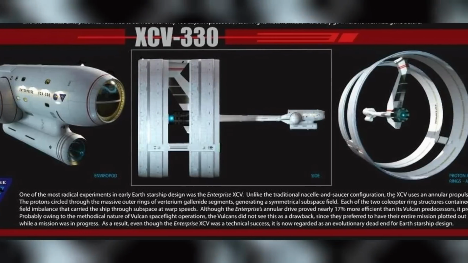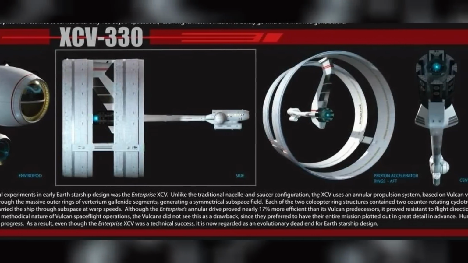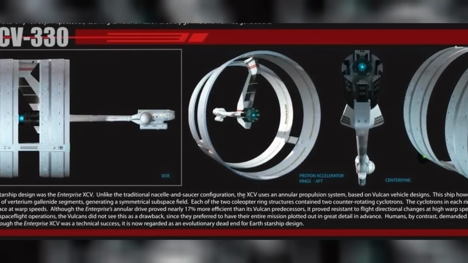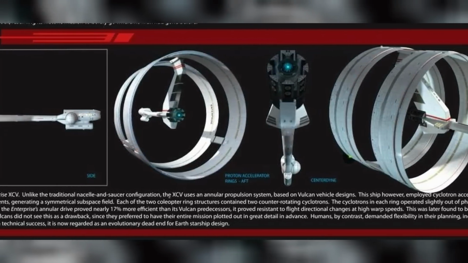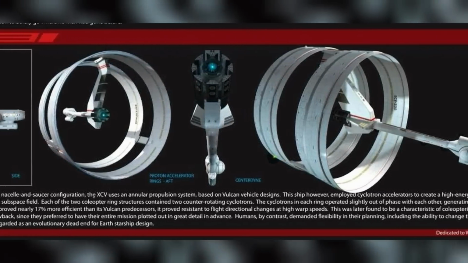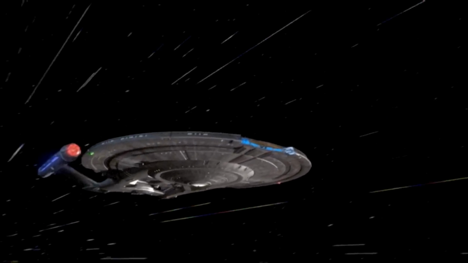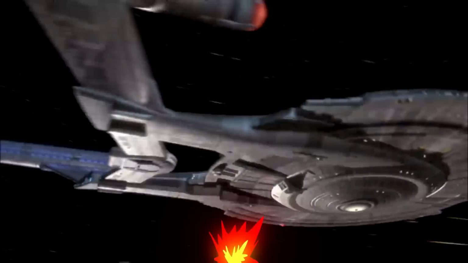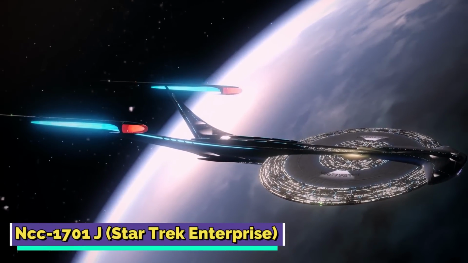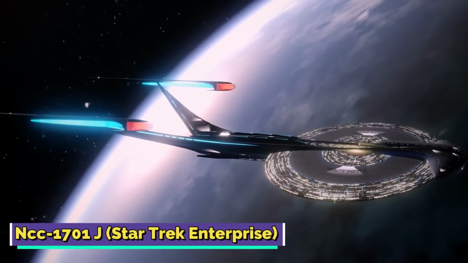The XCV-330's design was quite outdated even by pre-Federation era standards, and not much has been mentioned about this ship in canon history. This ship was succeeded by the NX-01, which became the first Enterprise ship to reach Warp 5. NCC-1701-J, Star Trek: Enterprise.